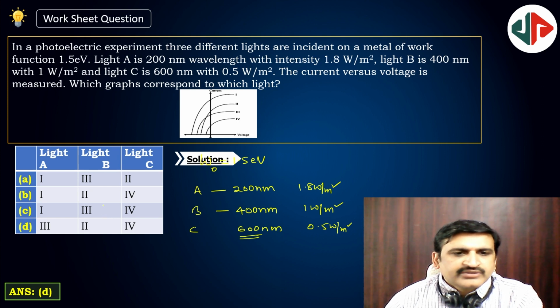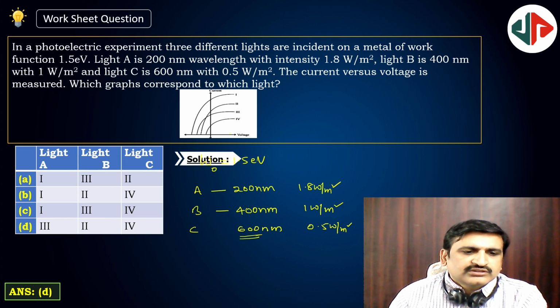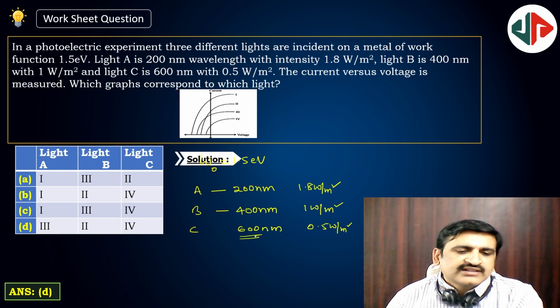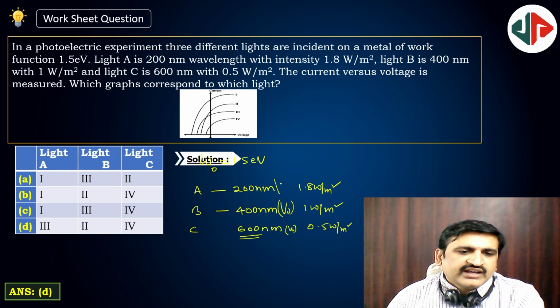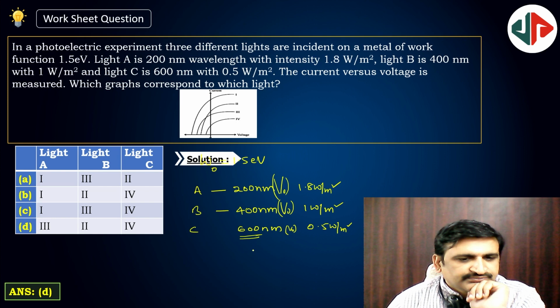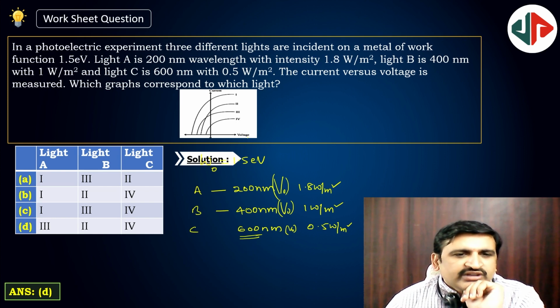A light third one, B light second one, and C light fourth one. 600 nanometers light, more wavelength, less stopping potential. This is less stopping potential, more stopping potential, and very high stopping potential. Because wavelength has increased, energy decreases, and more intensity, more current. So option D. Yes.